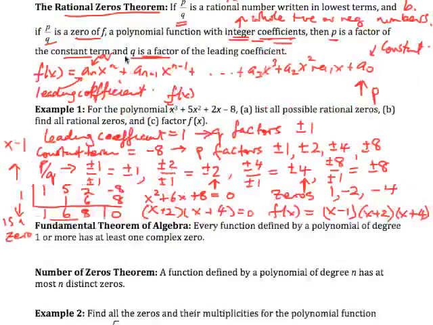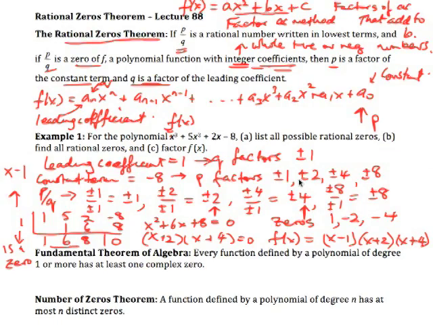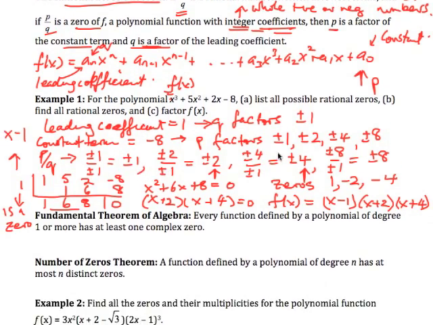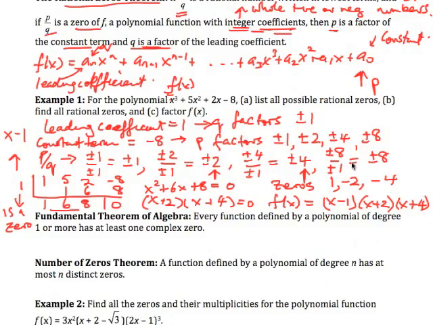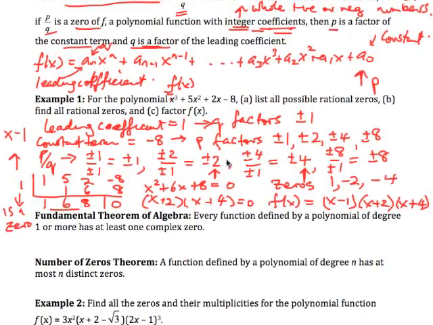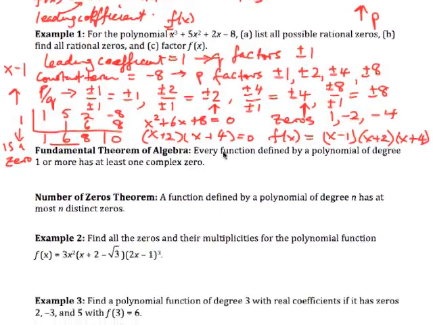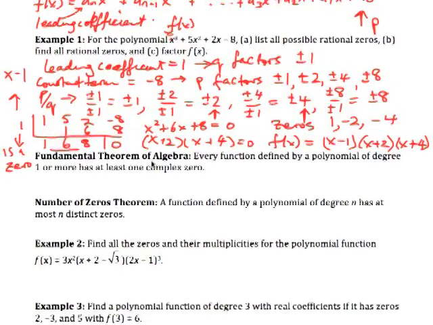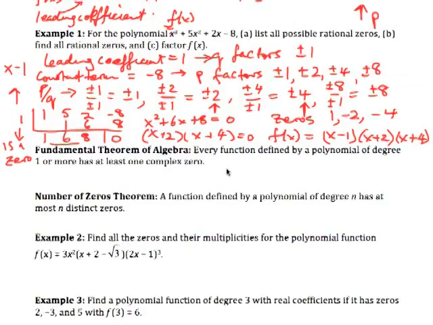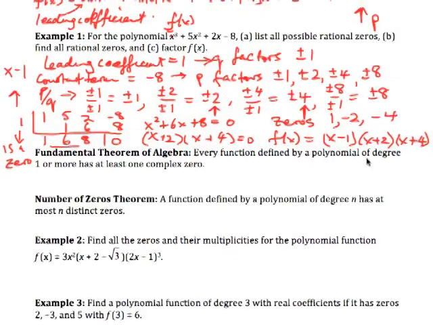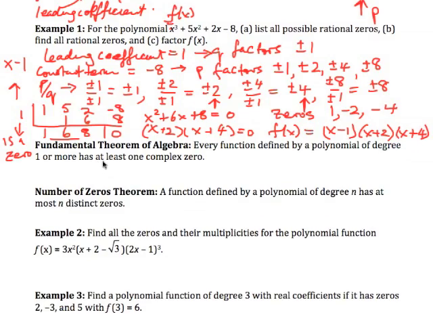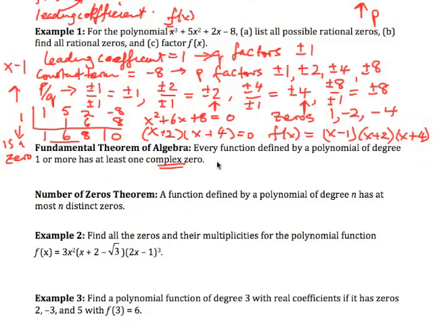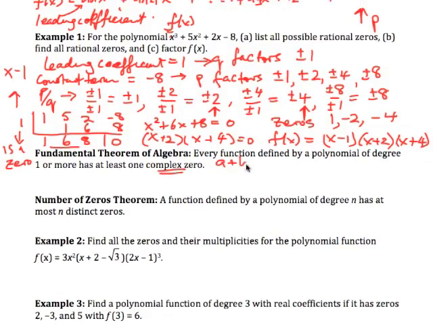So again, the rational zeros theorem tells us all the possibilities to look into. Now, there can be a large number of possibilities, but that's certainly better than trying every number that exists. Okay, so in the next one we have a very important result, which is the fundamental theorem of algebra. And this says that every function defined by a polynomial of degree 1 or more has at least one complex zero. Now remember, a complex number is a number of the form a plus bi.